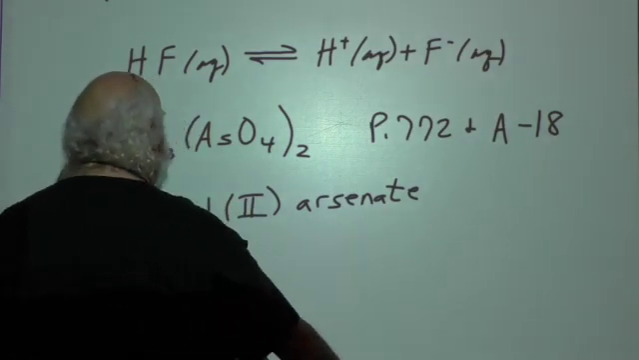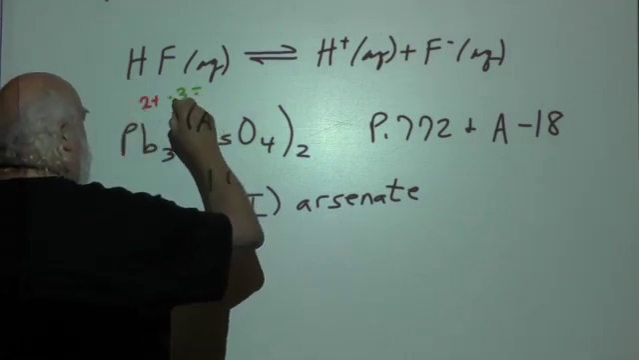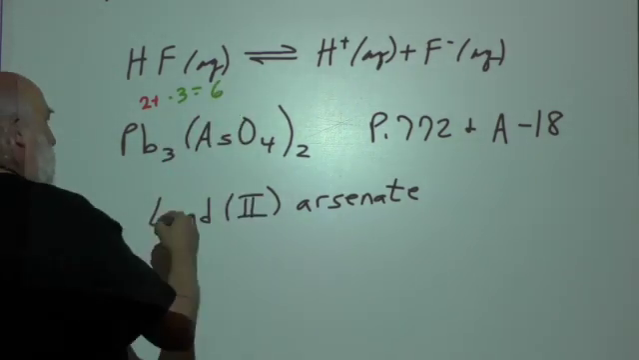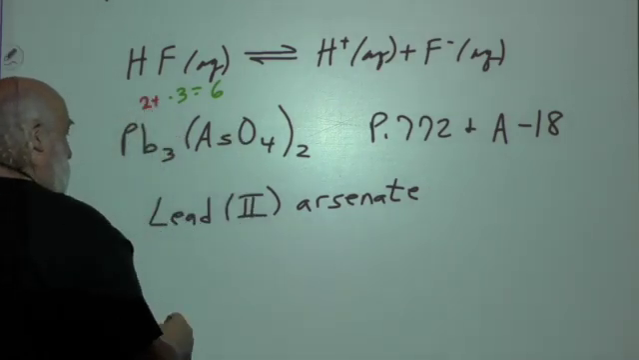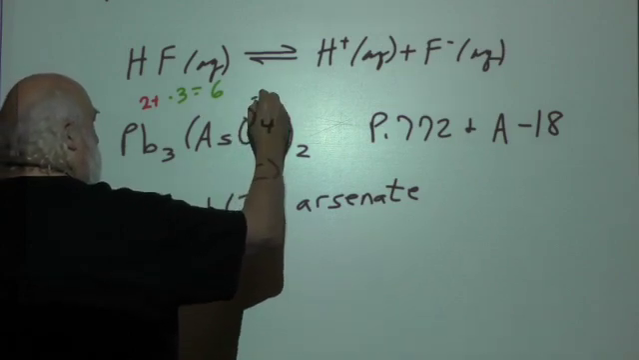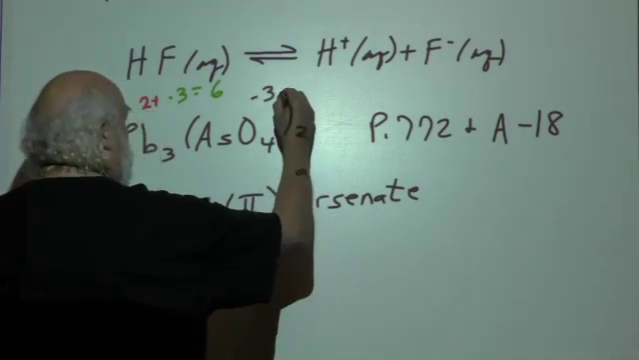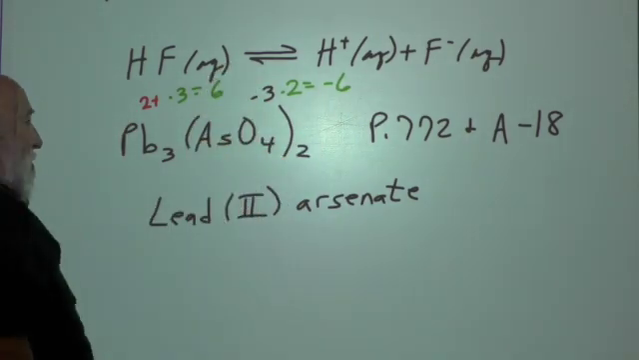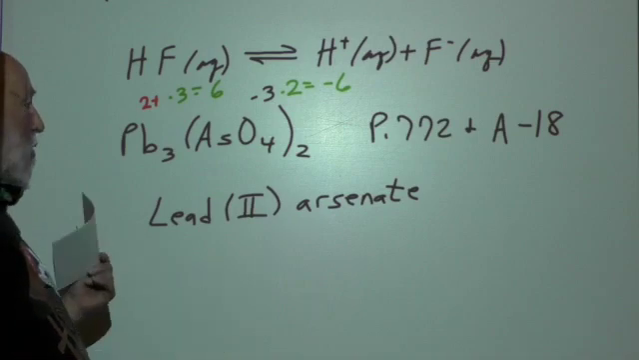Now, if you multiply that by the number of leads, 3, that gives you positive 6. Arsenate here, if you take a look at your polyatomic ion chart, arsenate here is -3. And you're going to multiply this by 2, and you get -6. And positive 6 and -6 add up to 0. Lead cannot possibly be 4 in this context, so the name will help you do that.